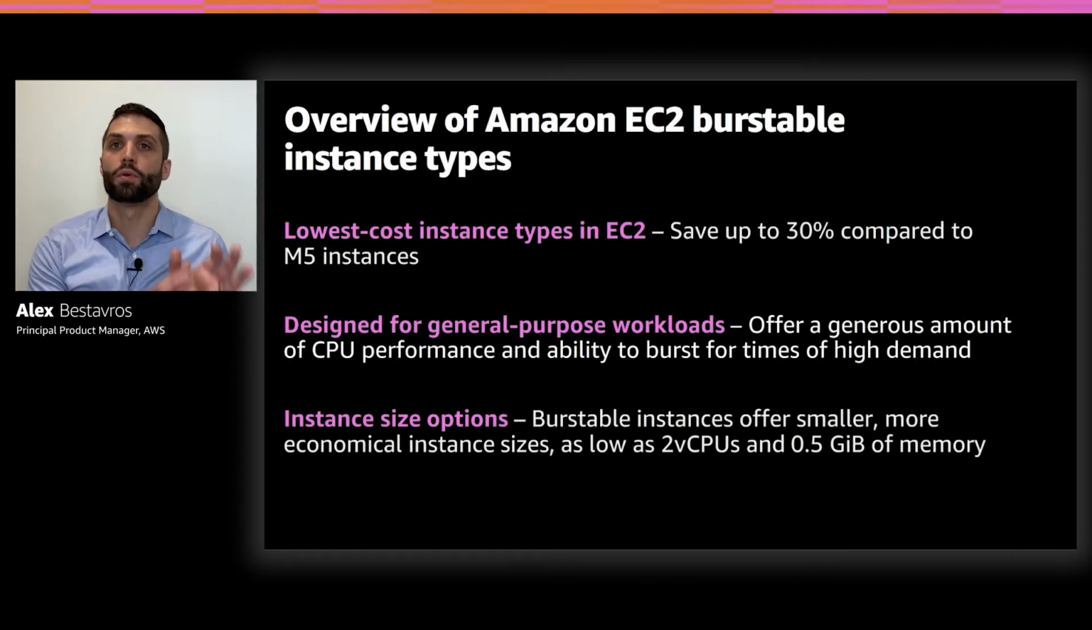So let's bring that all back together. One, burstable instance types are the lowest cost. Let's put some numbers behind that. M5 is a very popular instance type for our customers to run in EC2. Using burstable instance types, specifically with our latest generation T4g instances, you can actually save up to 30% off the M5 cost. That's a significant amount of savings for your infrastructure, literally by just changing your instance type.